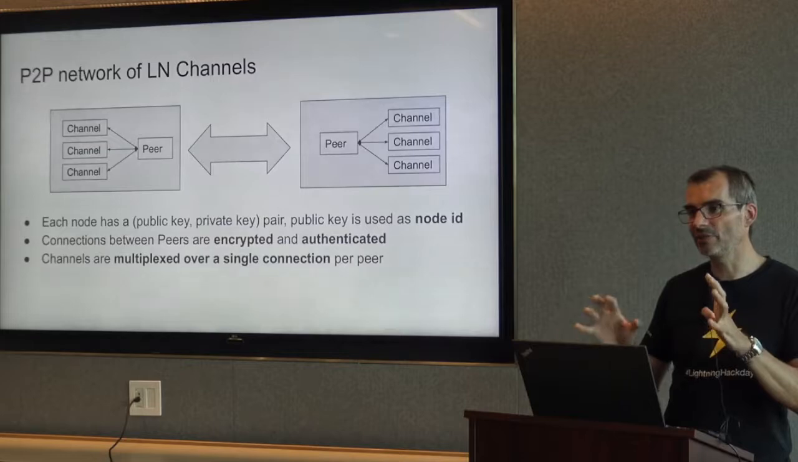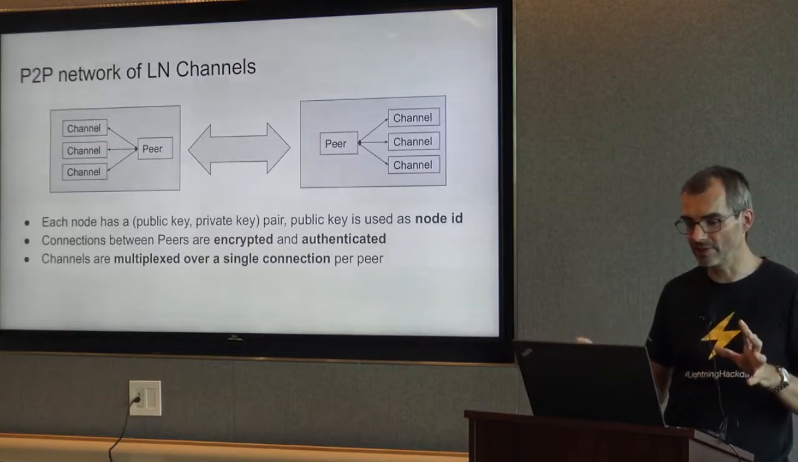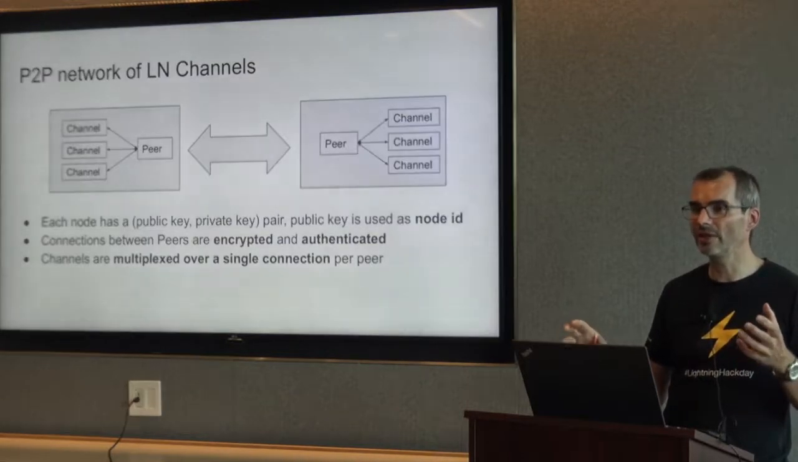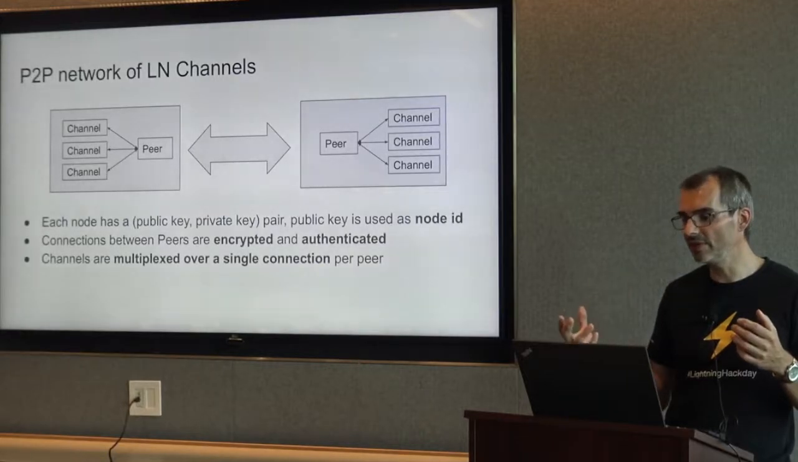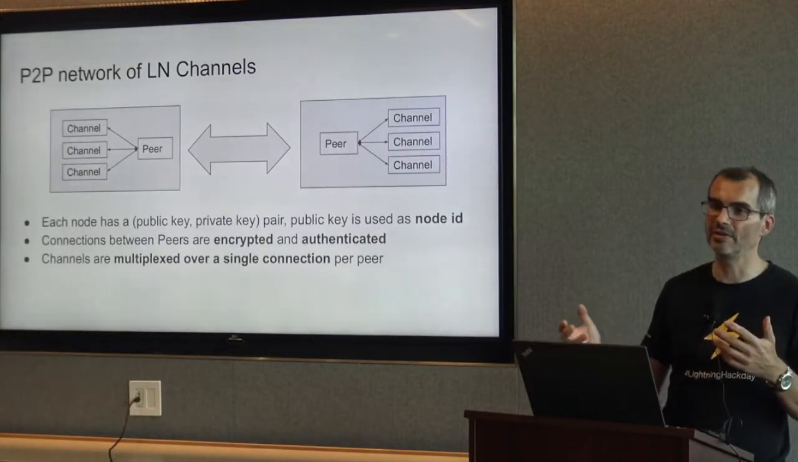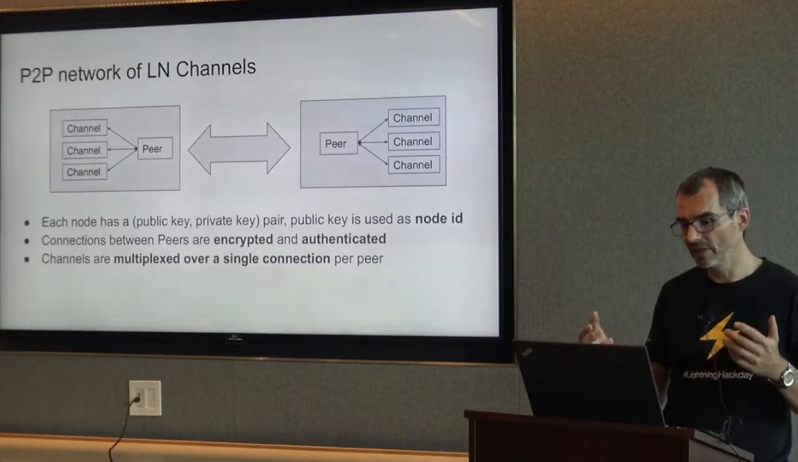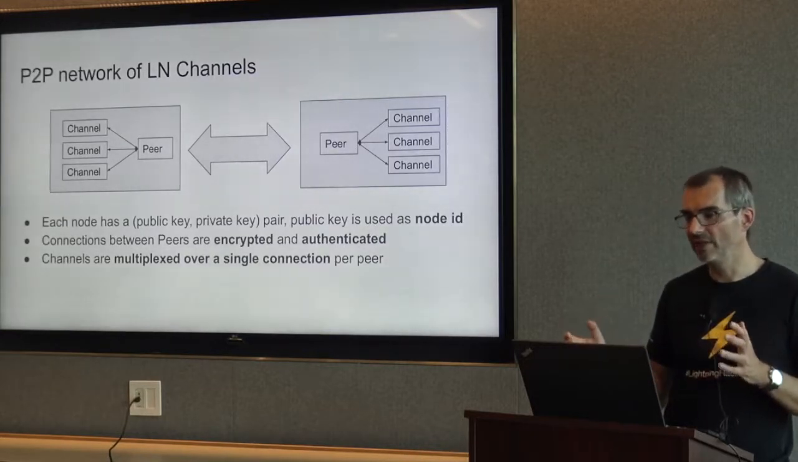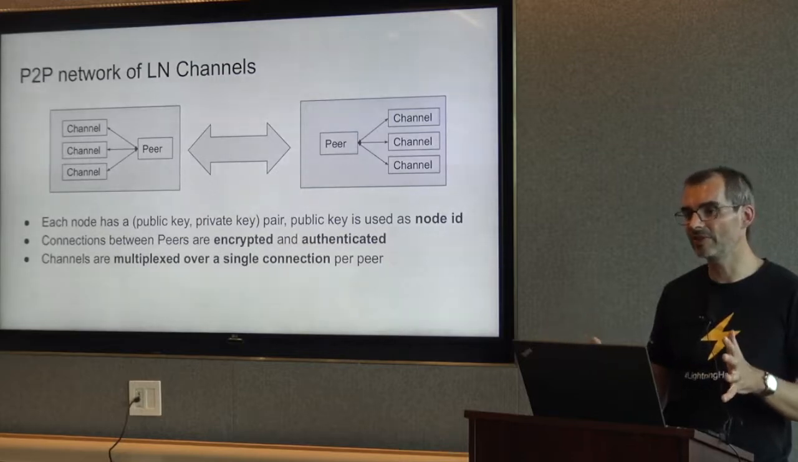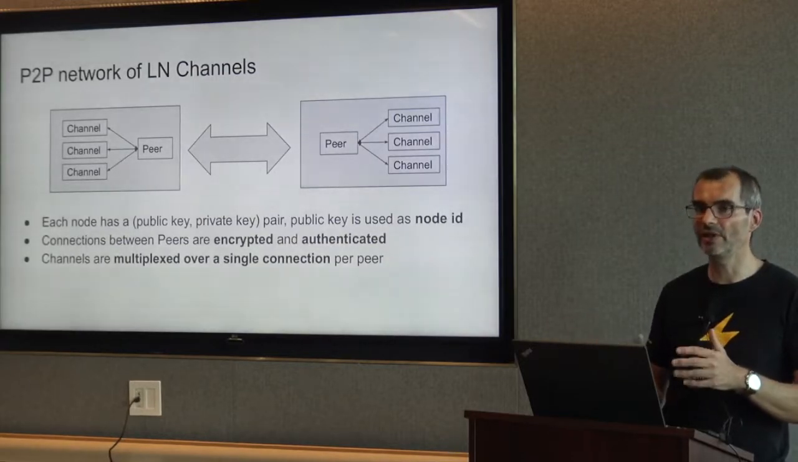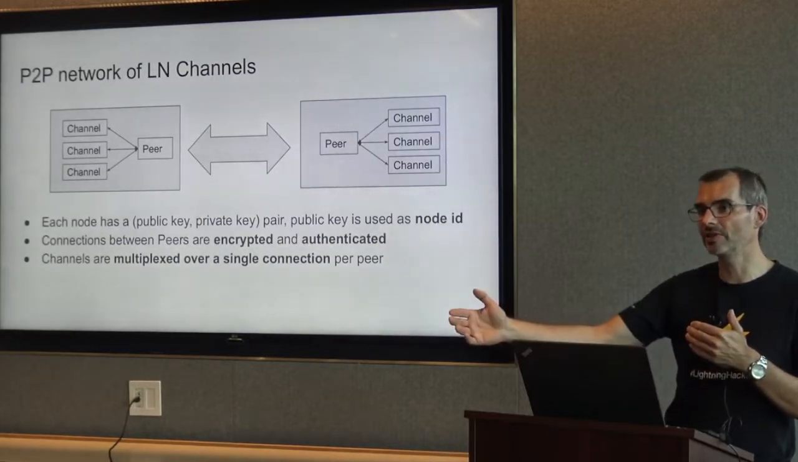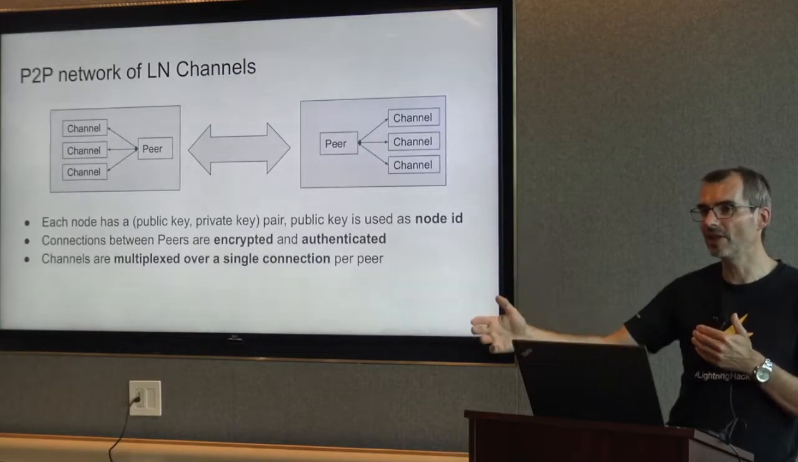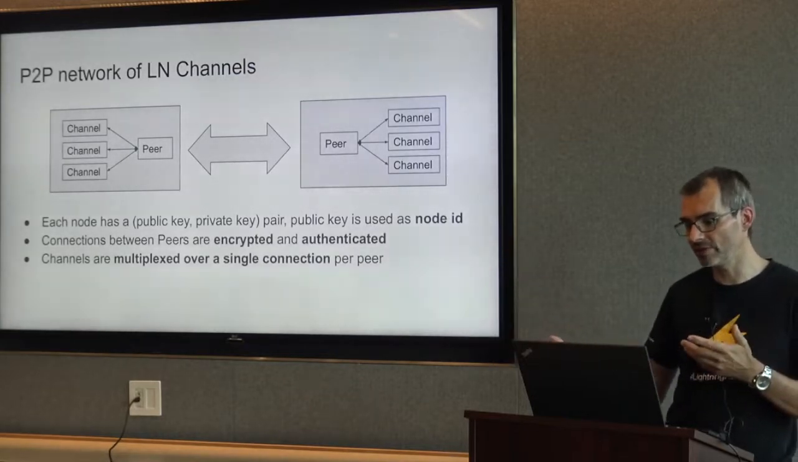So Lightning is a network of such Lightning channels. Each node on Lightning has a node ID, which is a public key, and it has the matching private key. Connections between peers are encrypted and authenticated, and channels are multiplexed over one single connection. So you have one single TCP connection to your peers, but you can have many channels multiplexed over that single connection.